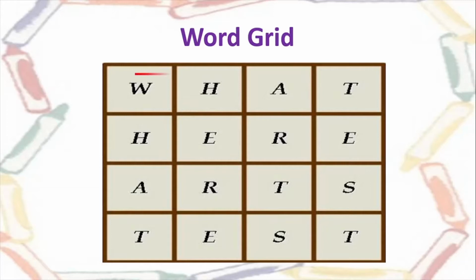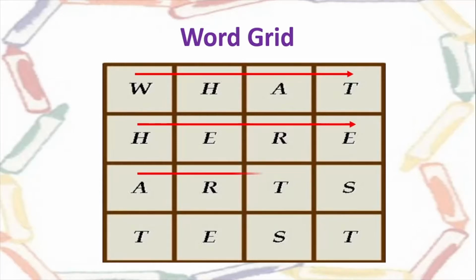So come on, let's start like this. You have W, H, A, T, what. Then you have H, E, R, E, here. Then you have A, R, T, S, arts. Finally, you can also arrive at the word T, E, S, T, test. Try to go in the reverse way.